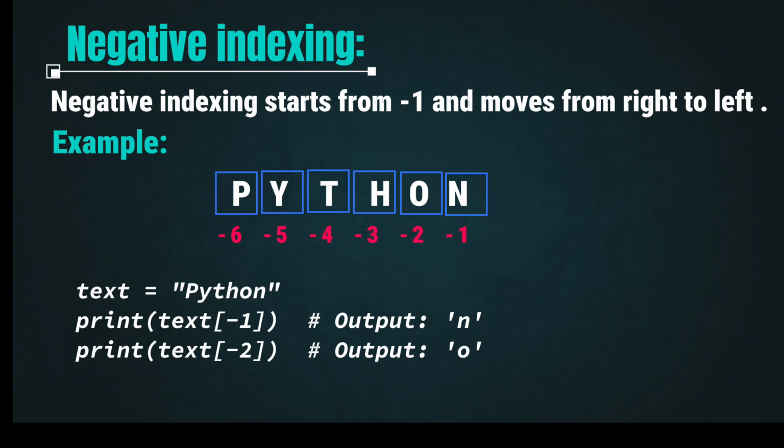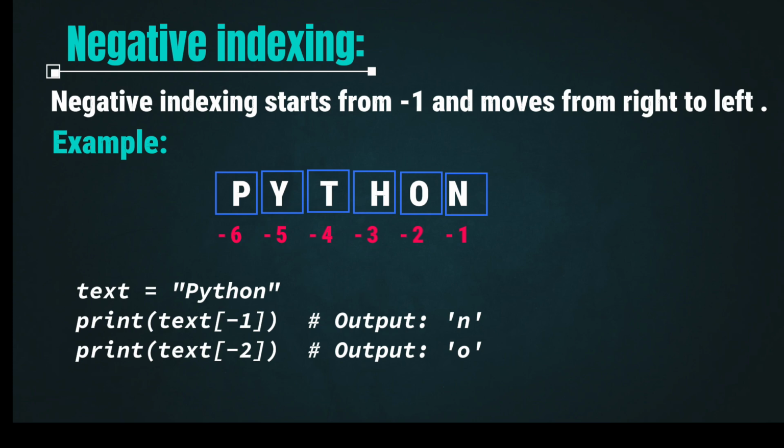Negative indexing is a powerful and simple way to access characters from the end of a string, useful especially when we want to work with the last few characters without knowing the exact length of the string. Notice that trying to access an index that doesn't exist will result in an index error.